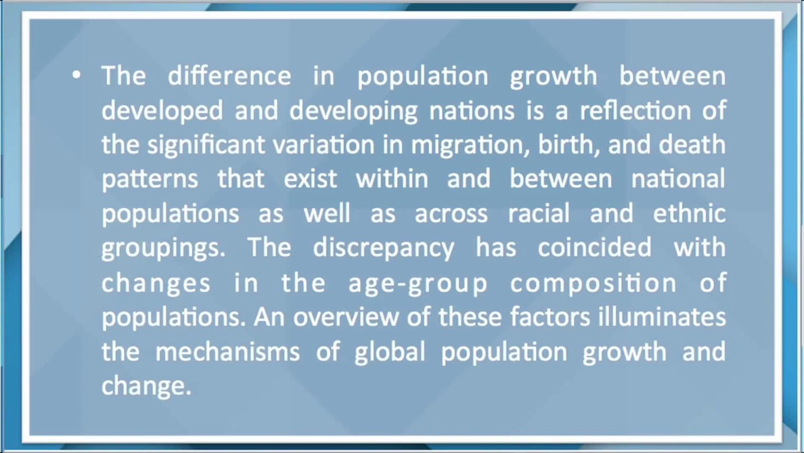The difference in population growth between developed and developing nations is a reflection of the significant variations in migration, birth, and death patterns that exist within and between national populations, as well as across racial and ethnic groupings. The discrepancy has coincided with changes in the age group composition of populations. An overview of these factors illuminates the mechanism of global population growth and change.